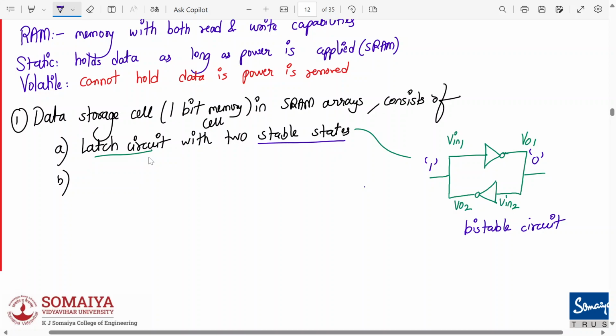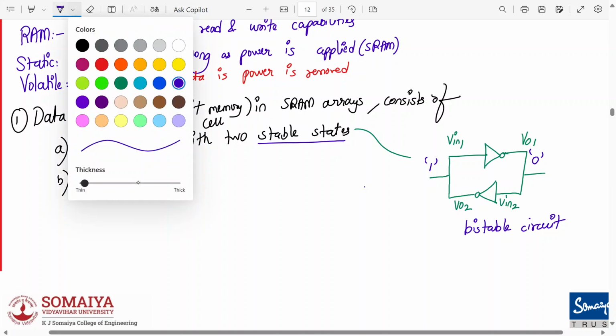Alright, so depending upon the preserved states of the inverter latch circuit, the data held in the memory cell will be interpreted as either logic 0 or logic 1. So now we also require two more things. Okay, let me connect my writing pad again.